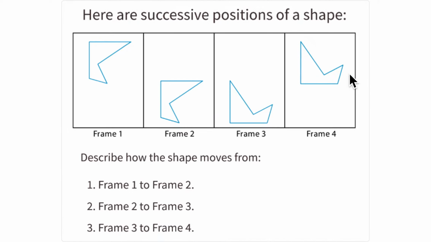So in this activity, you're given these 4 positions of this shape. It says frame 1, 2, 3, and 4, and describe how the shape moves from frame 1 to frame 2, frame 2 to frame 3, frame 3 to frame 4.